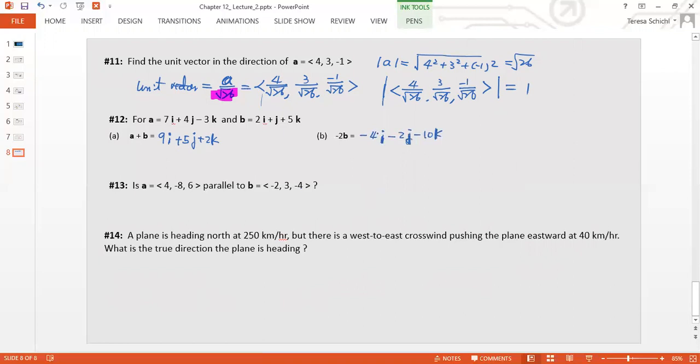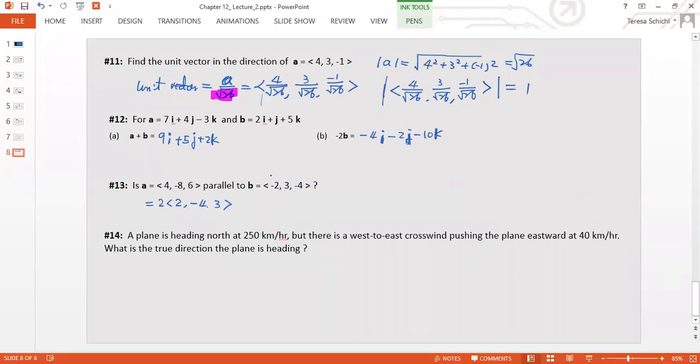Right here. Okay, so now number 13, let's say it's 4A6 and then -2, -2, 3, -4 are parallel now. Well, let's take a look at the 4A6. I can take the constant 2 out. So it will be 2 times the vector 2, -4, 3, right? Okay, then the B is 2, -2, 3, -4.